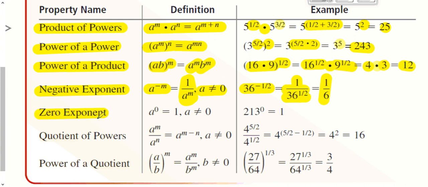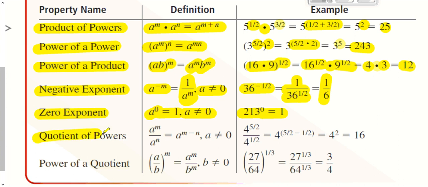If you have a 0 exponent, anything to the 0 power is equal to 1, as long as a is not 0 itself. So if I have 213 to the 0 power, my answer is 1. I could have 1,532 to the 0 power, and my answer is 1.